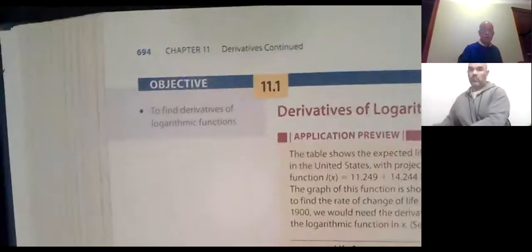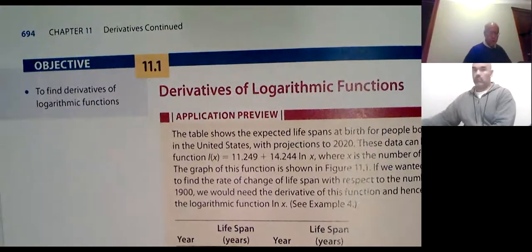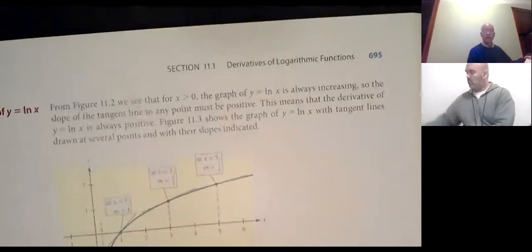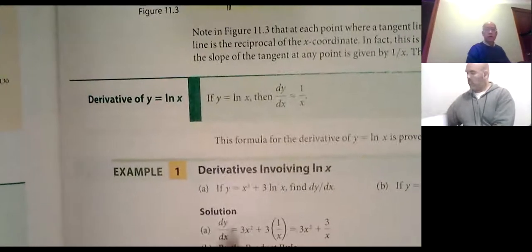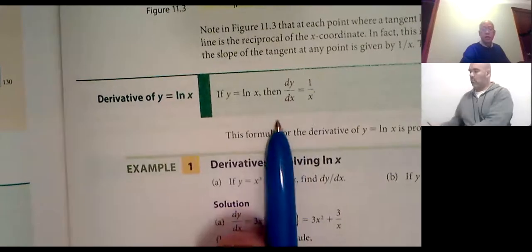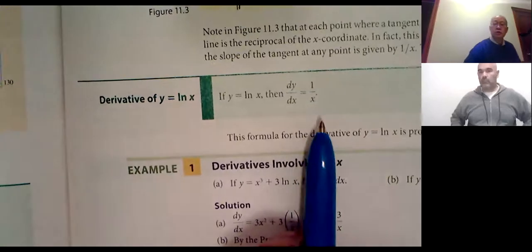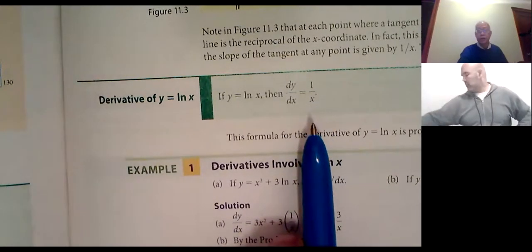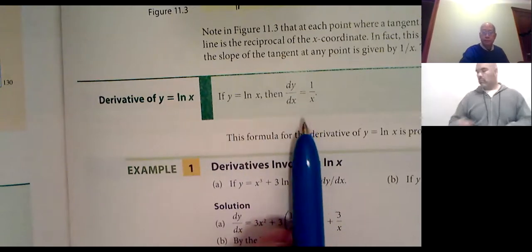Okay, so the natural log function, ln of x, so derivative of logarithm functions, 11.1, my page 694. And here's the formula, which may not be on the same page as you, but you've definitely got it somewhere. My page 695. Okay, if y equals natural log of x, dy dx, the derivative is 1 over x. Okay, so put this on your next formula sheet, which is the test for next week.